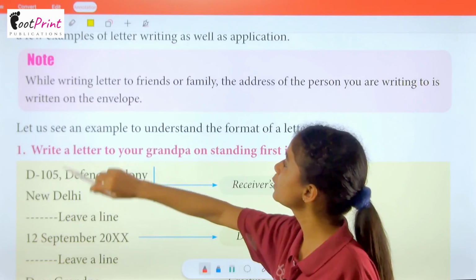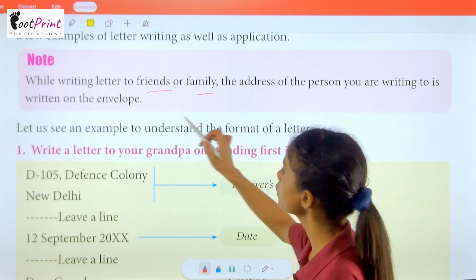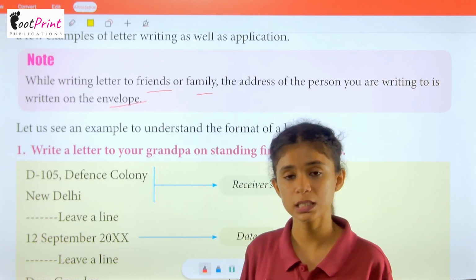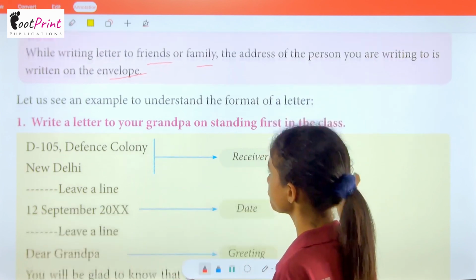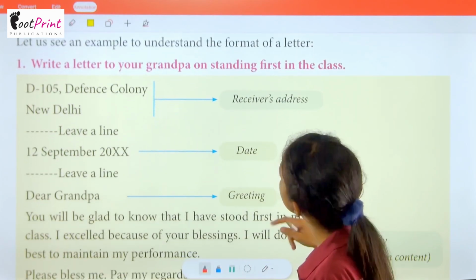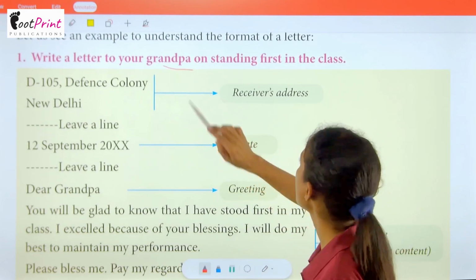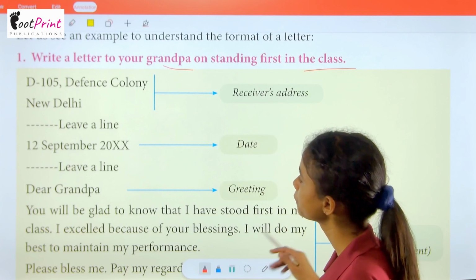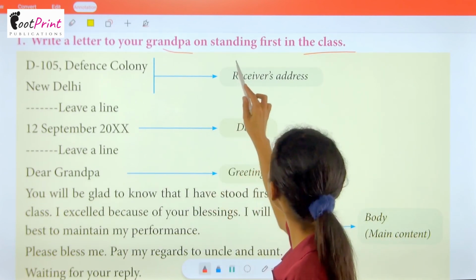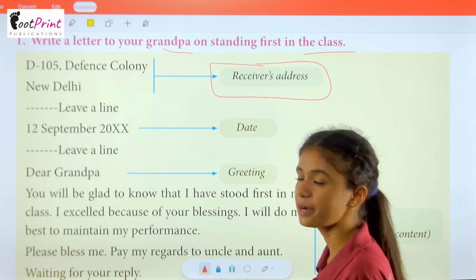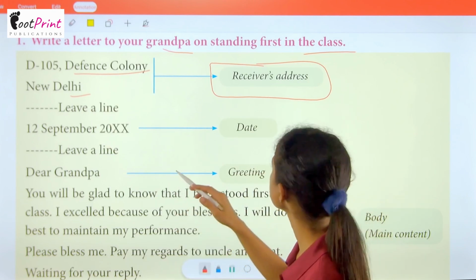So, first note that while writing a letter to friends or family, the address of the person you're writing to is written on the envelope. Okay. Let's see an example to understand the format of a letter. Write a letter to your grandpa on standing first in the class. So, you are writing this letter to your grandfather. First you will write the receiver's address. That means your grandfather's address. So, here an address is written, for example.